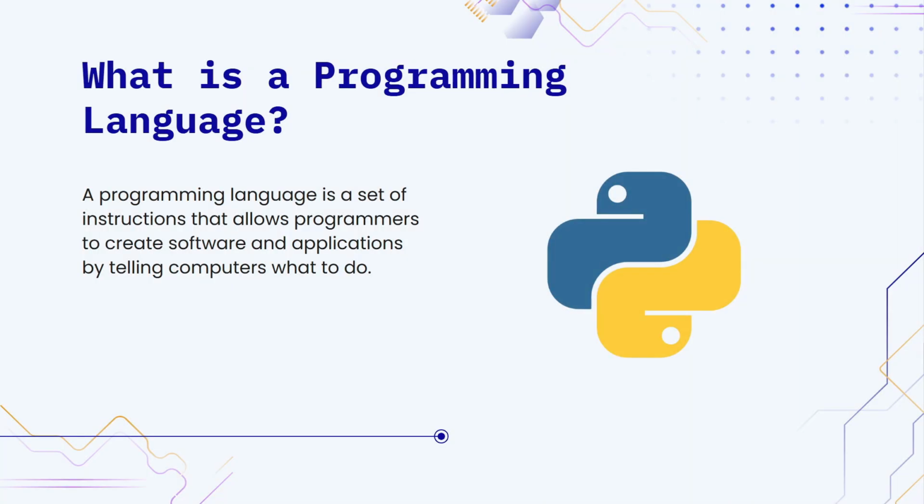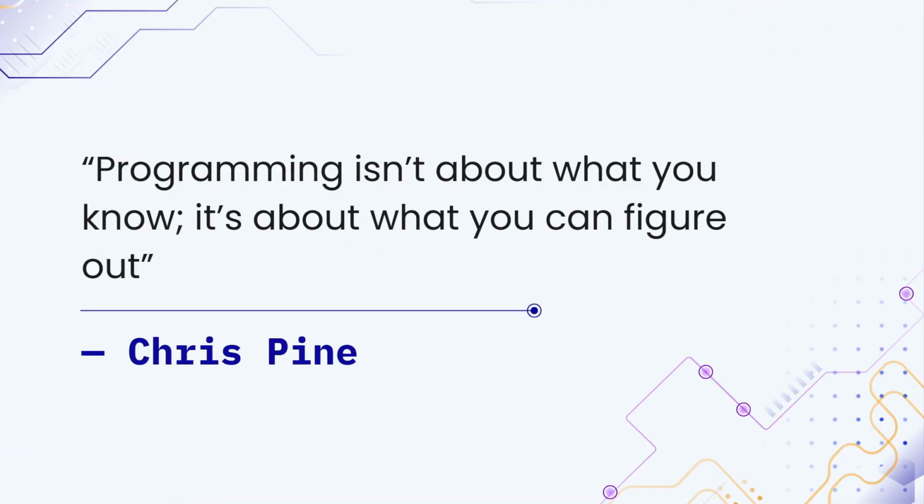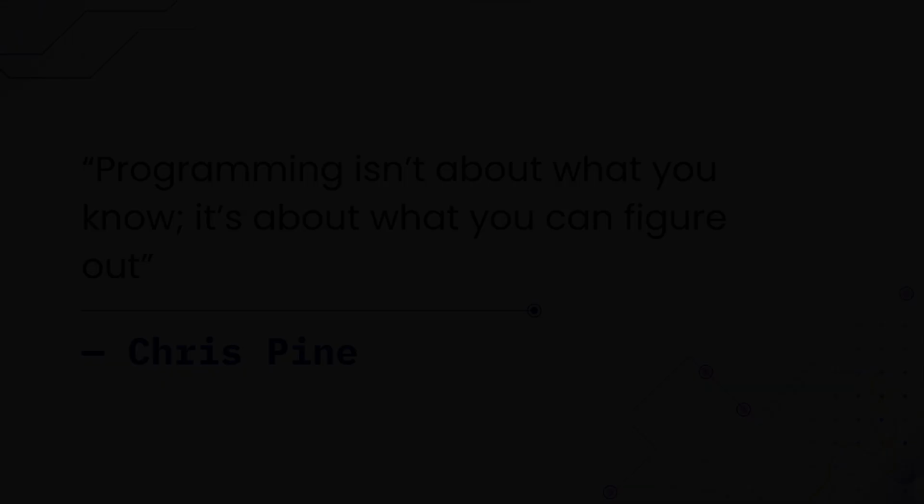A programming language is a set of instructions that allow programmers to create software and applications by telling computers what to do. So let's say, in English, you tell a computer, hey, add two numbers. It's not going to know how to do that. So you have to use a programming language to tell it what you want it to do. We have a quote here: programming isn't about what you know, it's about what you can figure out.